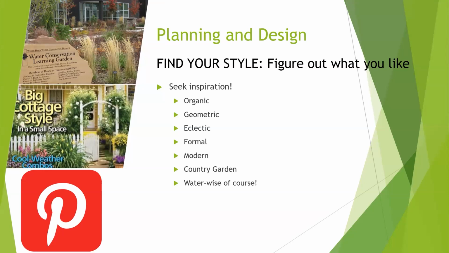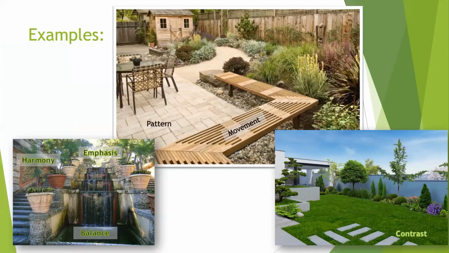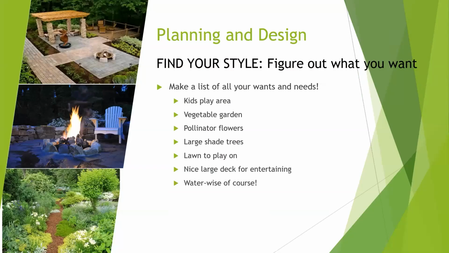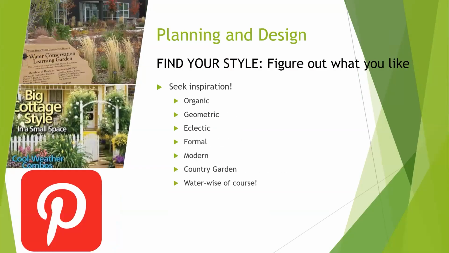Okay, so there are different styles that you can use in your design. If you want to go for a more organic look with nice curves and wavy lines, excellent. If you are like my wife and like straight lines, then that's what we've done in my yard. There's eclectic styles, there's formal styles, more modern, like we saw in the pictures before. In this one, the bottom right here is a much more modern style with the geometric design. You can go for a country garden, and again, water-wise, that's what we're going for, water efficiency.